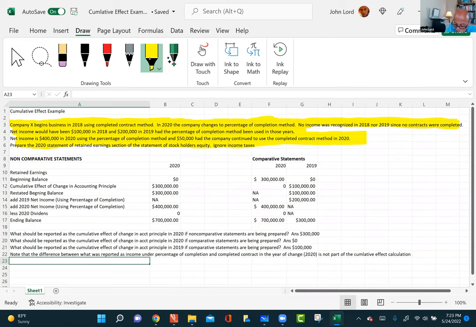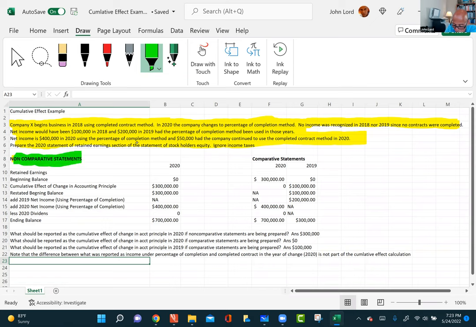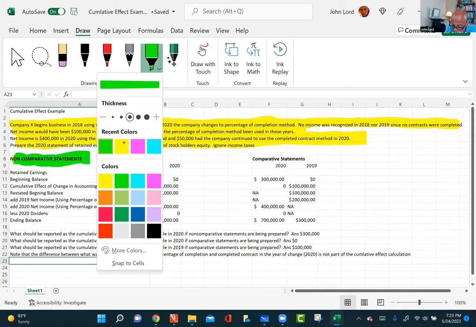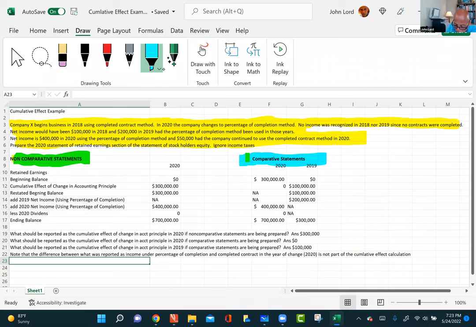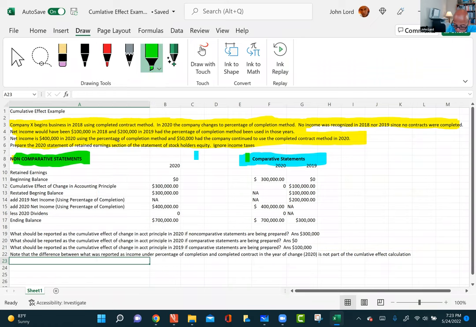Now, notice here, guys, I give you non-comparative statements, and I give you comparative statements. So let's do the non-comparative statements first, okay? So what happens when we look at the non-comparative statements? Retained earnings was reported at a beginning balance. The statement of retained earnings had a beginning balance of zero. And the cumulative effect of the change in accounting principle is $300,000.